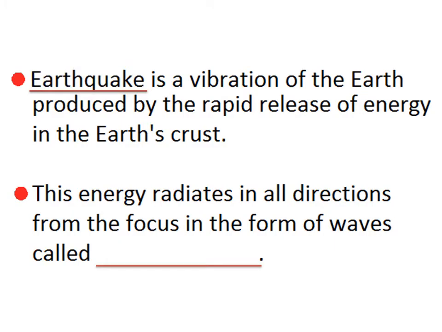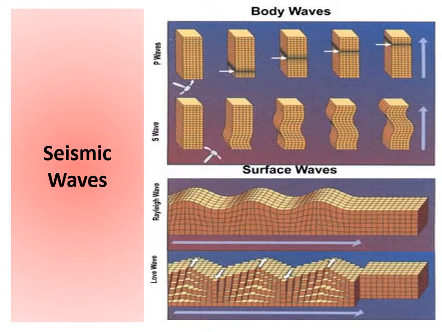So again, earthquake is a vibration of the Earth produced by a rapid release of energy in the Earth's crust, and this energy radiates in all directions from the focus in the form of waves called seismic waves. So we have different types of seismic waves. The two main types of seismic waves are the body waves and surface waves. The body waves have two types as well, the P wave and the S wave. Surface waves are also classified into two, which are the Rayleigh wave and the Love wave.